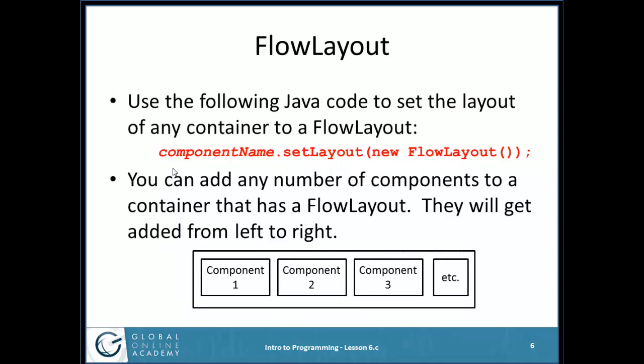So let's talk a little bit about a flow layout. You would use the following Java code to set the layout of any container to a flow layout. Whatever your component name is, like content pane, .setLayout, passing as a parameter a new FlowLayout. You can add any number of components to a container that has a flow layout. They get added from left to right. Those components could be buttons or text fields or labels or whatever other components you've got. And they get added left to right in the flow layout.